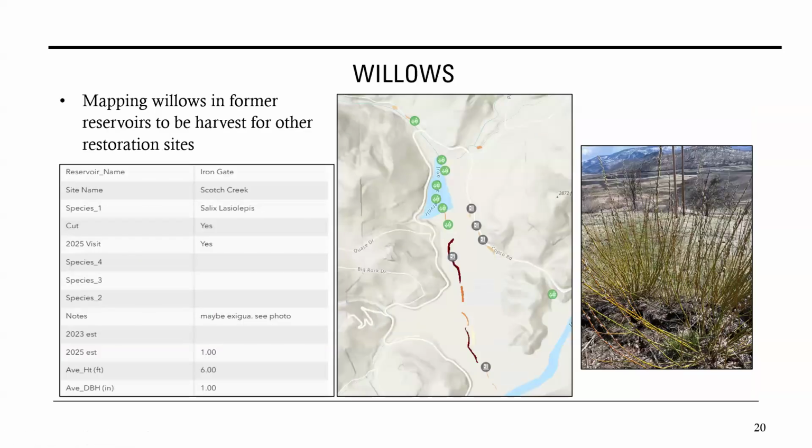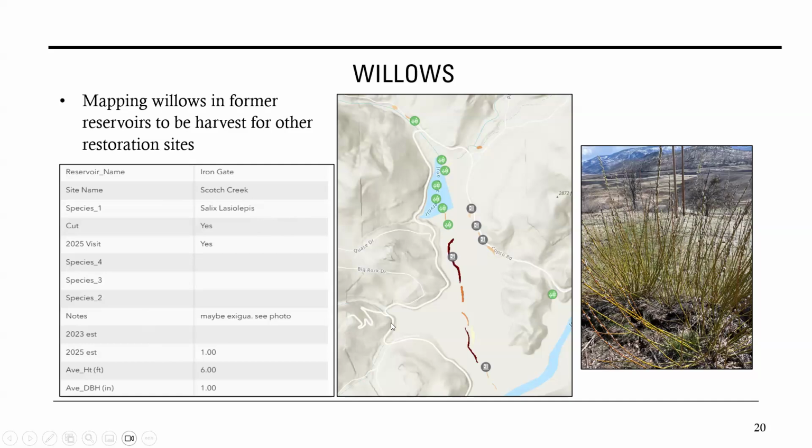And in willows, we started this year. So the revegetation crews went out to do the mapping for the willows. They went into all 3 reservoirs, identifying willows that could be harvested for future restoration projects. This is an example of what these points look like. They're putting in the same thing: what reservoir, site name, and species of that willow.